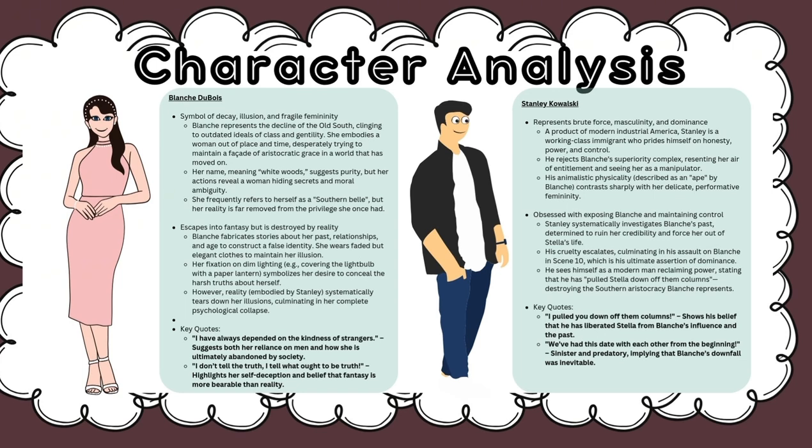So two quotes from him are, "I pulled you down off them columns," and this shows his belief that he has liberated Stella from Blanche's influence in the past. Also, "We've had this date with each other from the beginning." It's a sinister and predatory sort of comment to make, implying that Blanche's downfall was inevitable.